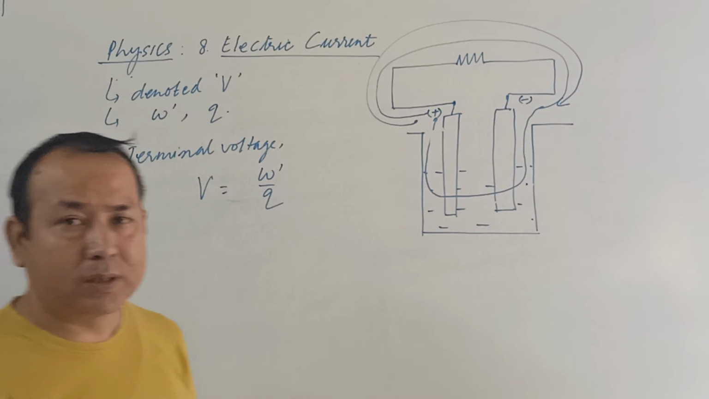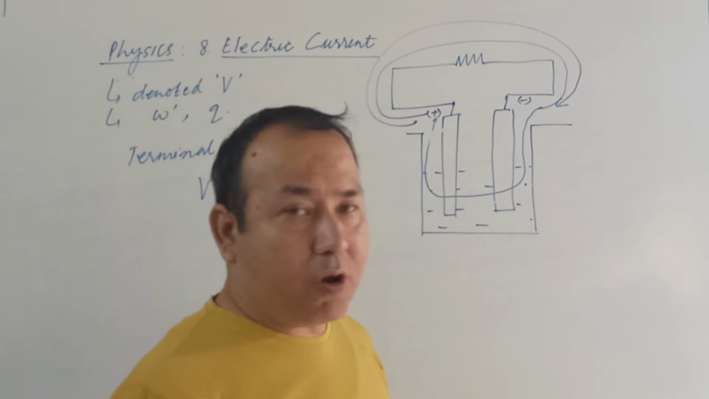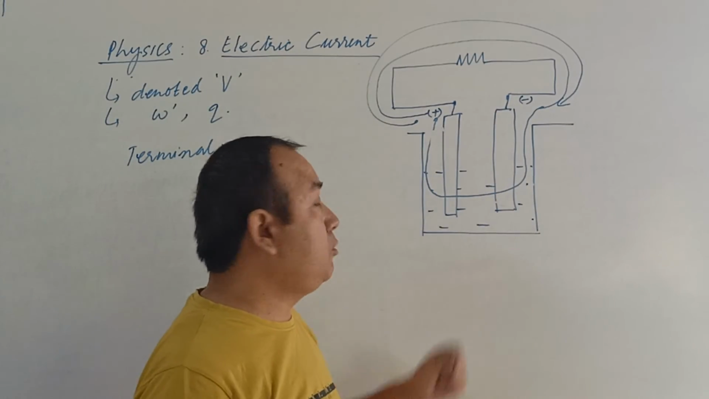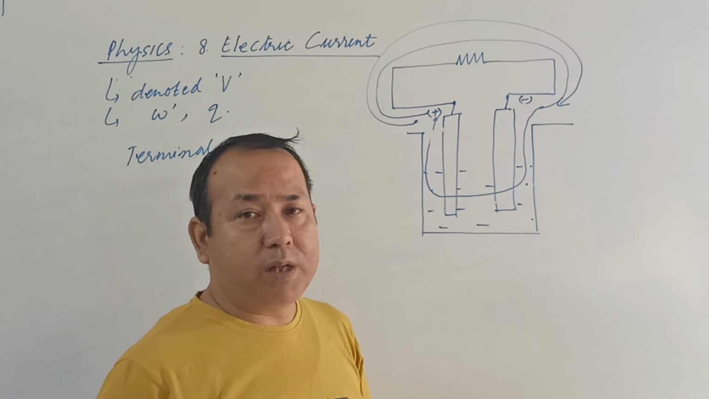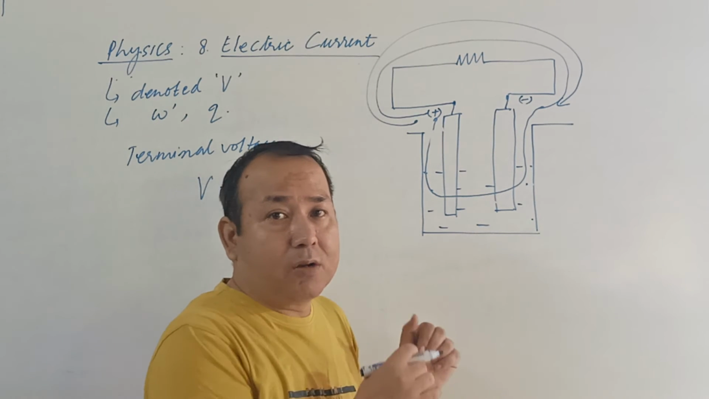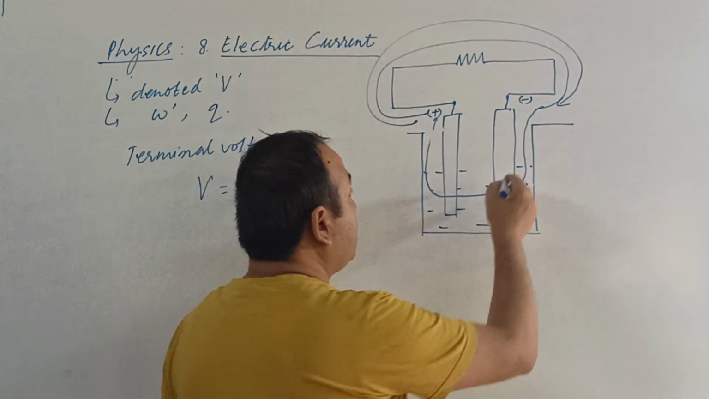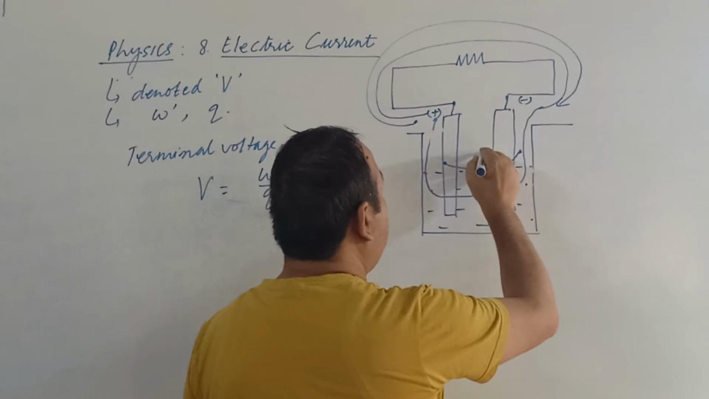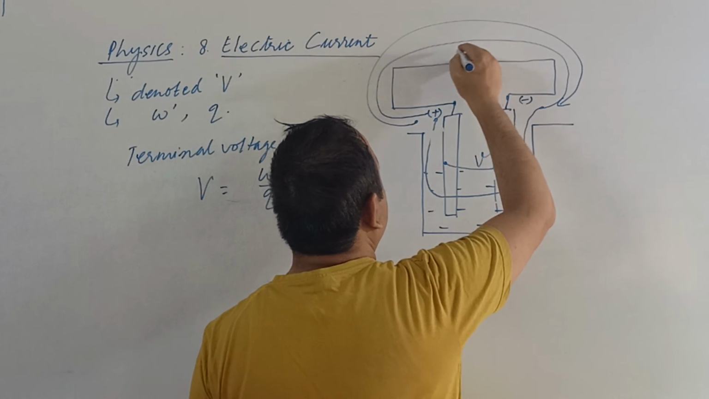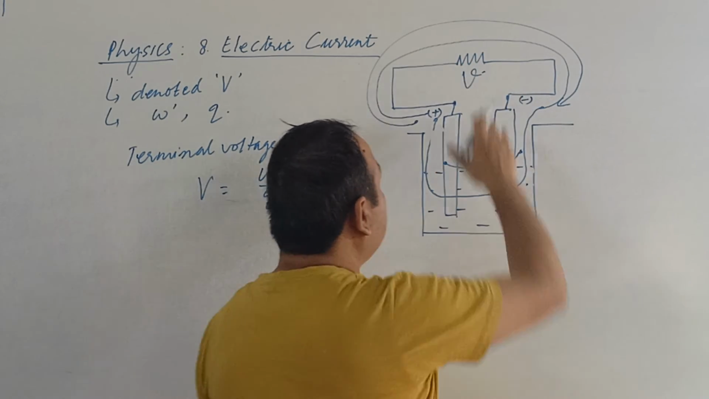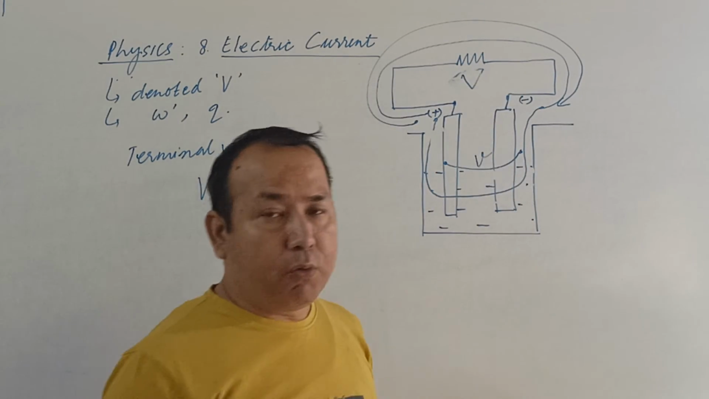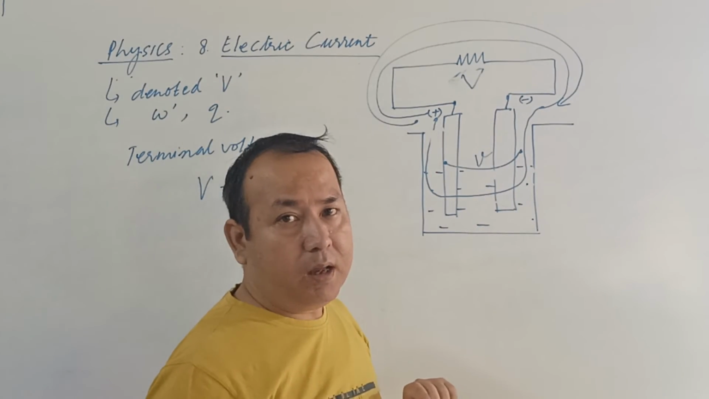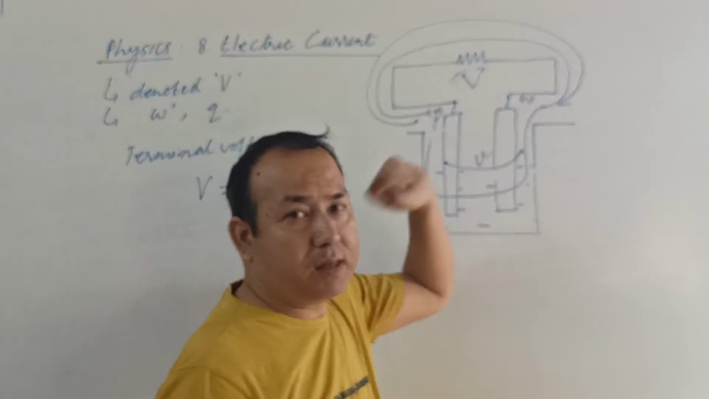Then after that comes voltage drop. Voltage drop is the amount of work done to take the unit positive charge from one electrode to the other electrode through the electrolyte. That means from here to here, how much work is done gives us the value of voltage drop. Here capital V, terminal voltage, means the amount of work done to take the unit positive charge through the external circuit, from one terminal of the cell to the other terminal of the cell.